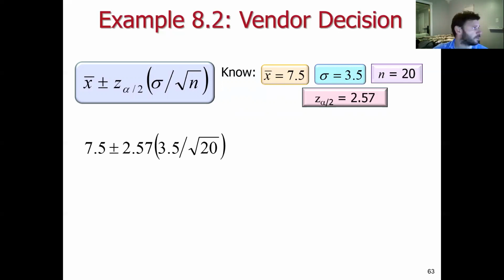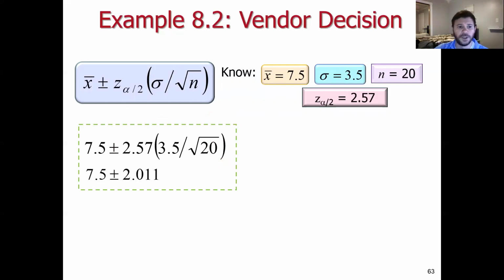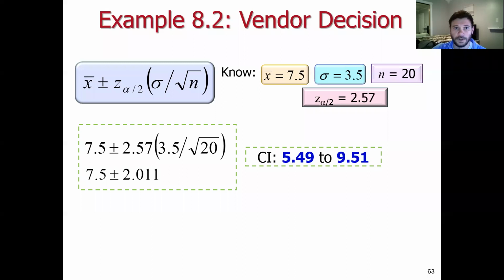If you simplify this term on the right here, you should see that the margin of error comes out to about 2, a little bit larger. If I add that to the 7.5, I get the upper bound of the confidence interval. And if I subtract 2.0011 from 7.5, I get the lower bound. So the interpretation here is that the business manager is 99% confident that the average shipping time for this vendor is between 5.49 and 9.51 days.